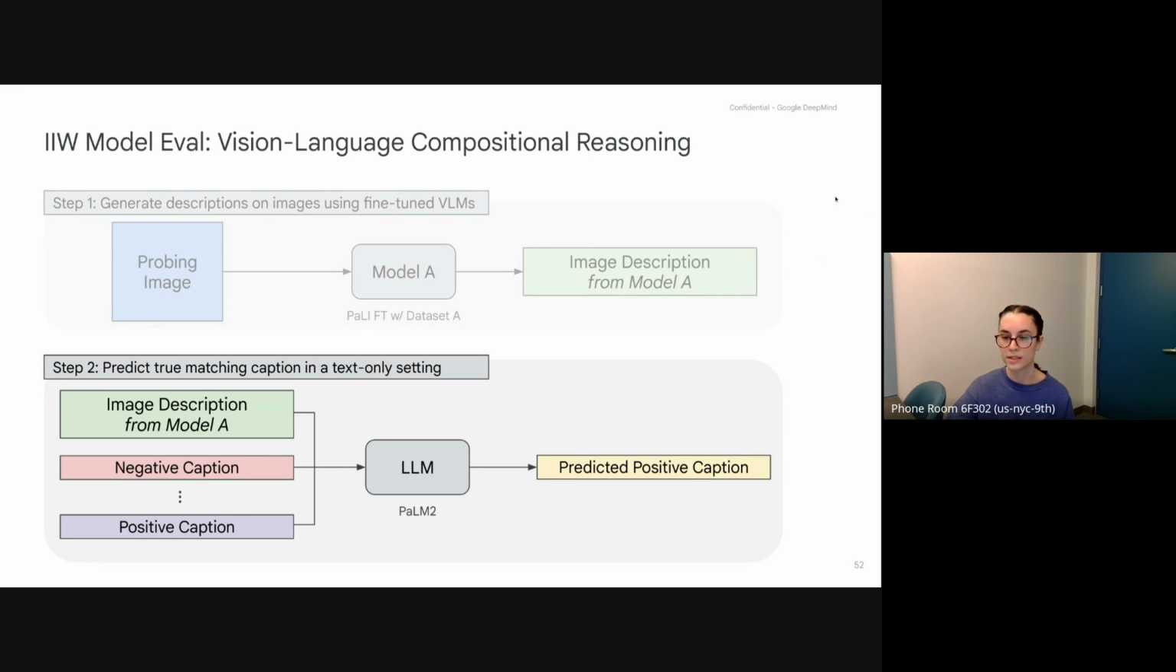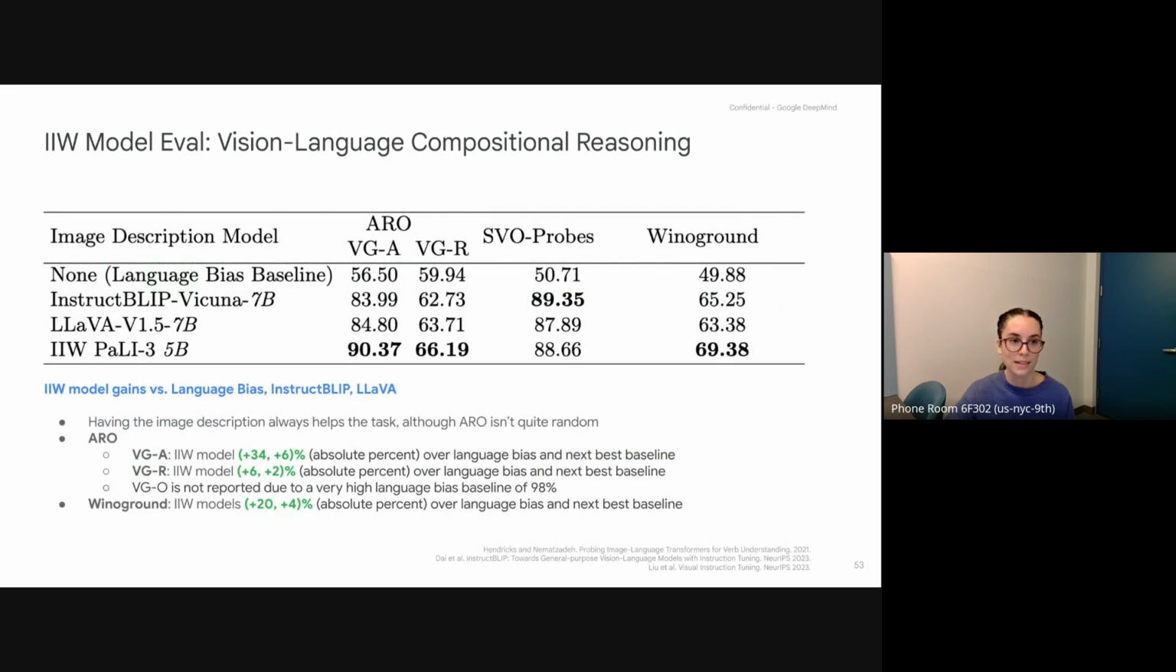So that's what our language bias baseline is. Again, we report on Arrow, SVO-Probes, and Winoground, and we can see significant improvements once we incorporate an image description. In particular, ImageInWords is doing the best across these data sets.